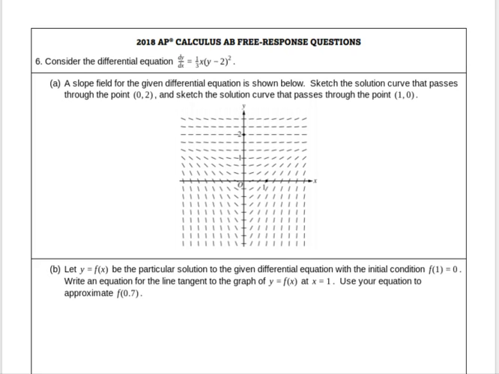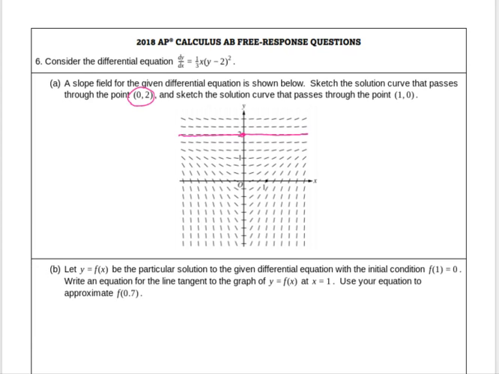Part A asks you to sketch the solution curve that passes through the point (0, 2). So let's start there. The point (0, 2) is right here on your curve. They even drew it in there for you. To follow the slope fields, that would just be this horizontal line. There we go. A horizontal line going across, because if we follow the slopes, that's what's happening there. So that one's not that big of a deal.